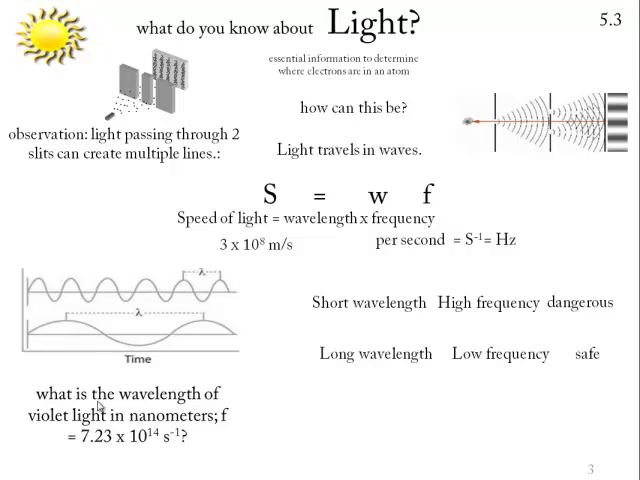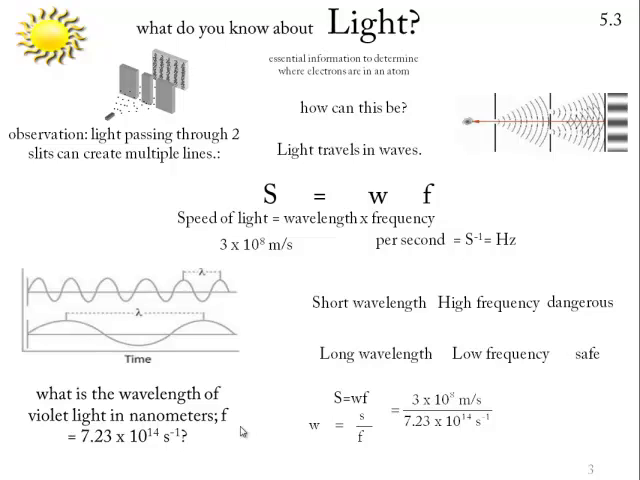Let's go ahead and solve a problem for this. What's the wavelength of violet light? The frequency is 7.23 times 10 to the 14th times per second. So let's check it out. We want to solve for wavelength. The speed of light equals wavelength times frequency, so if we divide both sides by frequency, we'll see that wavelength equals S over F. S is always 3 times 10 to the 8th meters per second.